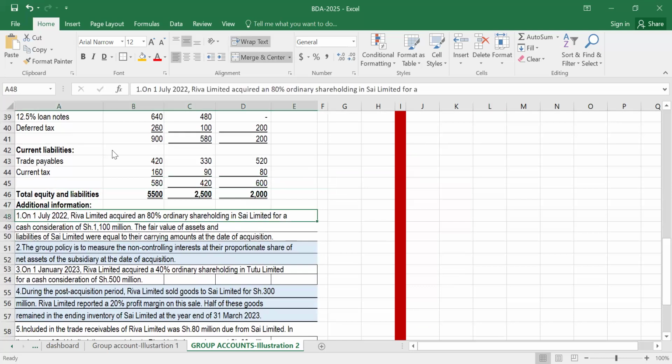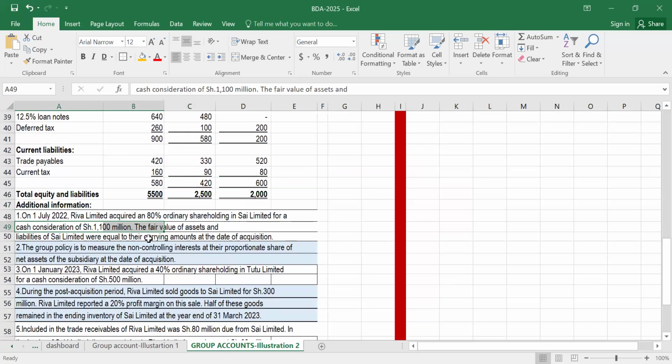So let's go back to note 1 here. And I think we are given information about acquisition of ZT by BV. We have the date of acquisition. We have the purchase consideration of 1,100. So this one will be used in the computation of goodwill. And then you're told the fair value of assets and liabilities of ZT were equal to their carrying amount.